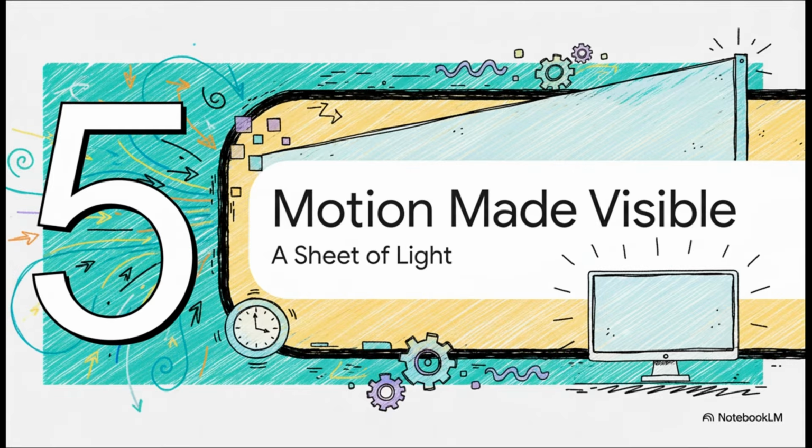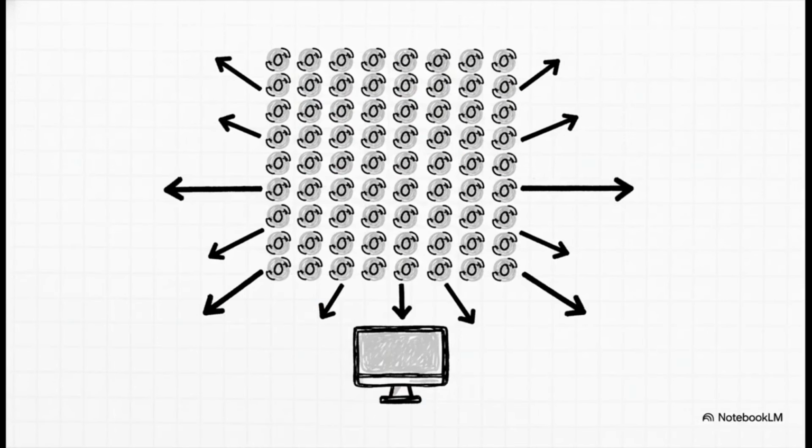Now it's time for the final act, making all of this invisible internal motion visible to us. This is the job of the graphics processing unit, the GPU, and it is an absolute engine of parallelism. It has thousands of tiny processing cores, these parallel loops, all working together at the same time to calculate the color and the brightness of every single pixel on your screen, over and over, dozens of times a second.